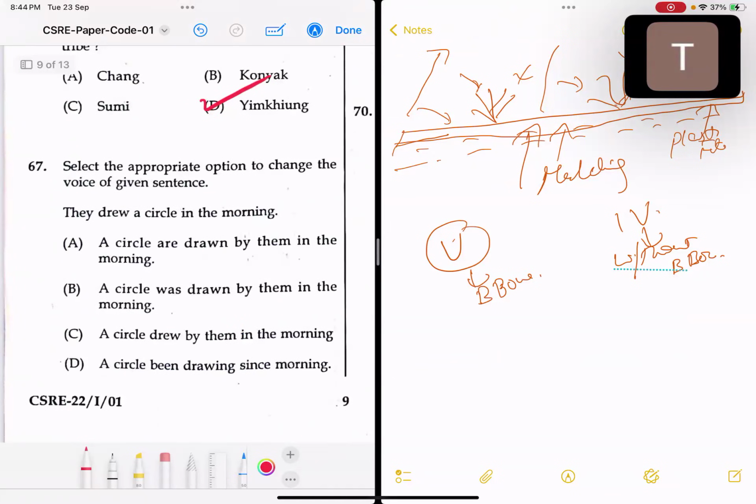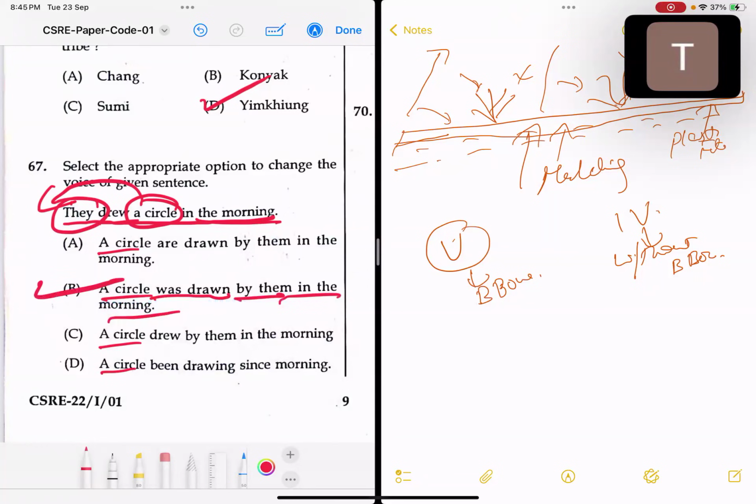Question number 67. Select the appropriate option to change the voice of a sentence. Now we have to change the voice only. Here the sentence that has been given is, they drew a circle in the morning, right? Now the object is a circle, right? So it will come at the beginning of the sentence, a circle, right? It's already in the past tense. So drew becomes was drawn, right? By whom? By them in the morning, right? So the correct option is B, okay?